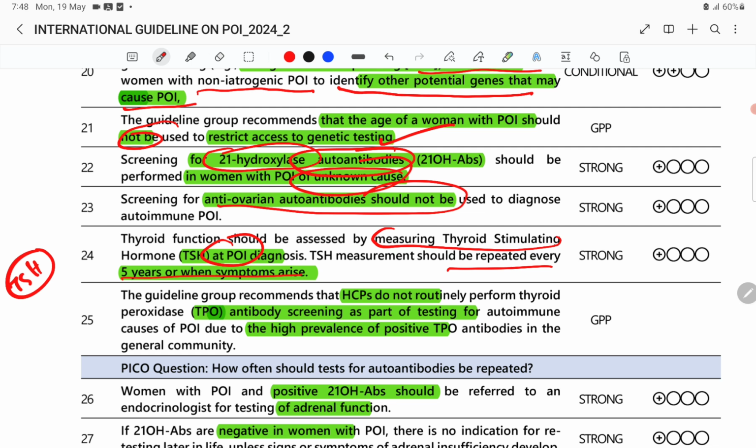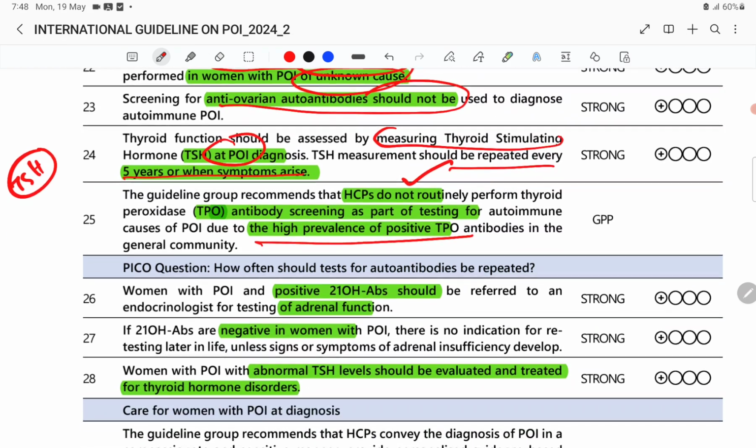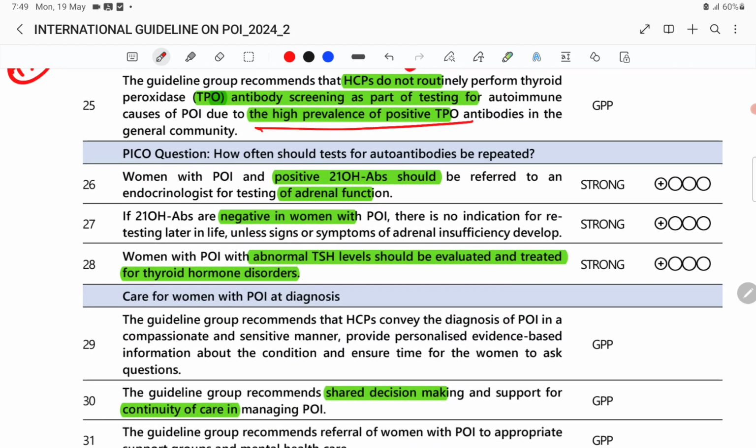The guideline recommends not routinely performing TPO antibody screening as part of testing for autoimmune causes of POI, due to the high prevalence of positive anti-TPO. A woman with POI and a positive 21 hydroxylase antibody should be referred to an endocrinologist for testing adrenal function. Very, very important.